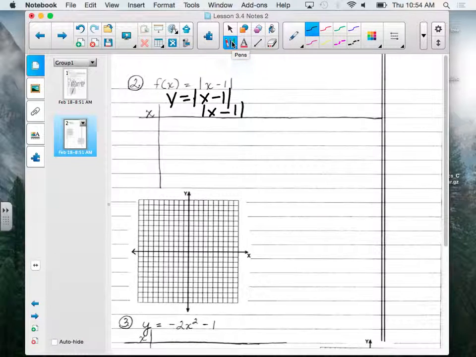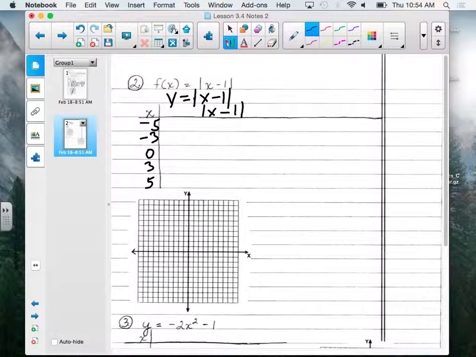Someone give me 2 negative values we can use. Depending on the size of your graph, you kind of want to pick values that are in the space of your graph. -5, -3, okay. 0 is our third one just because we like 0. Now someone give me 2 positive values. 3 and 5, wonderful.